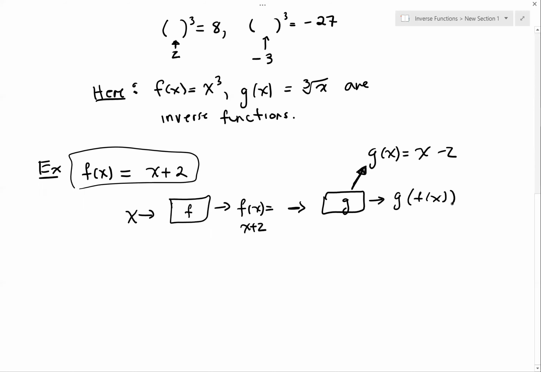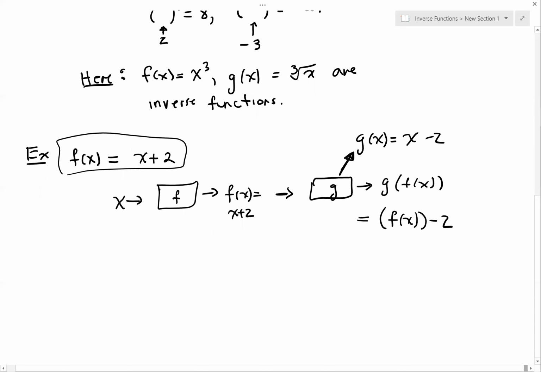So what comes out of g is g of f of x. And then just like we did with compositions, we can simplify this. So g of anything is that thing minus 2. So in this case, it's going to be f of x minus 2. Right? If we're plugging something into g, it just means we're subtracting 2 from it. And in this case, I can just replace f of x by what I'm plugging in. So the formula for f of x, that'll be x plus 2 minus 2. And that'll just be x.